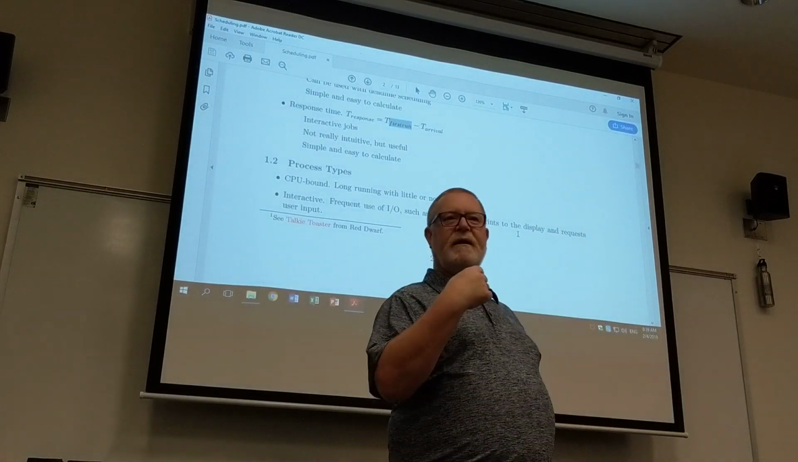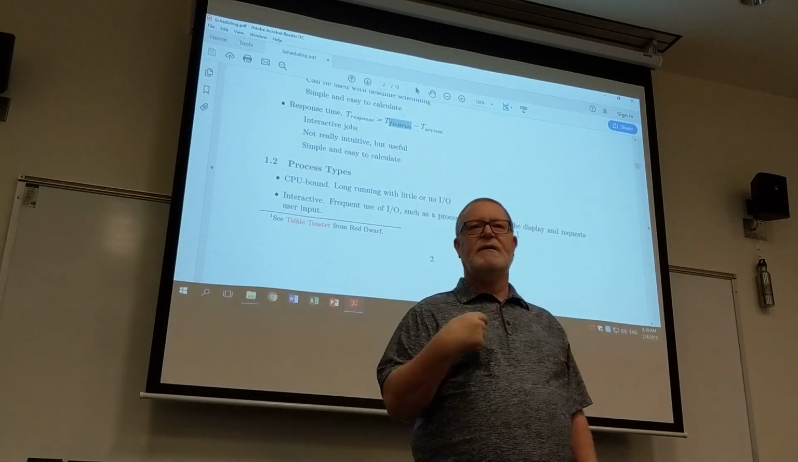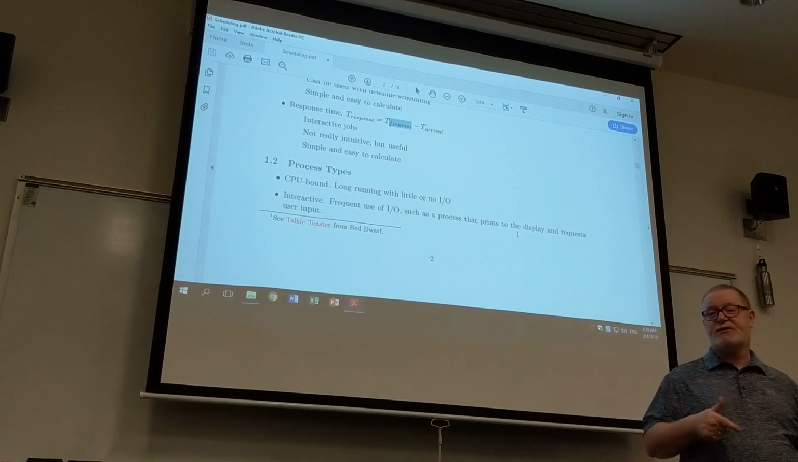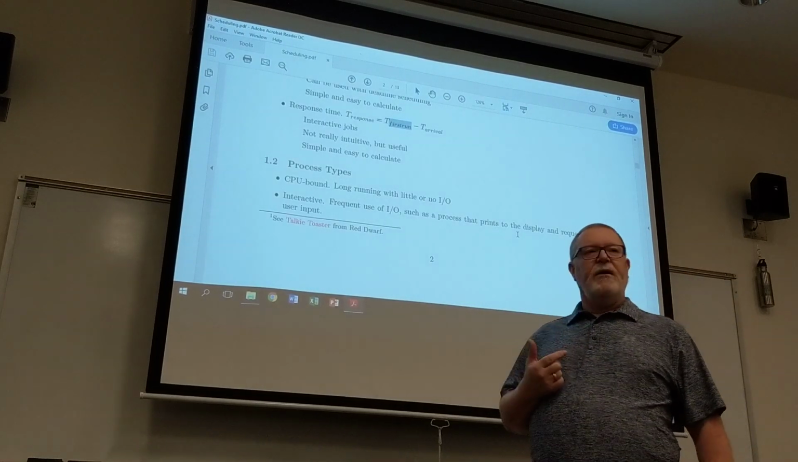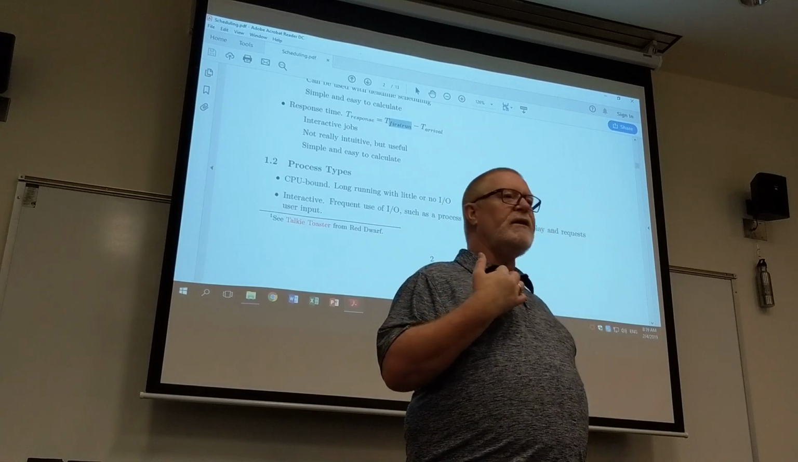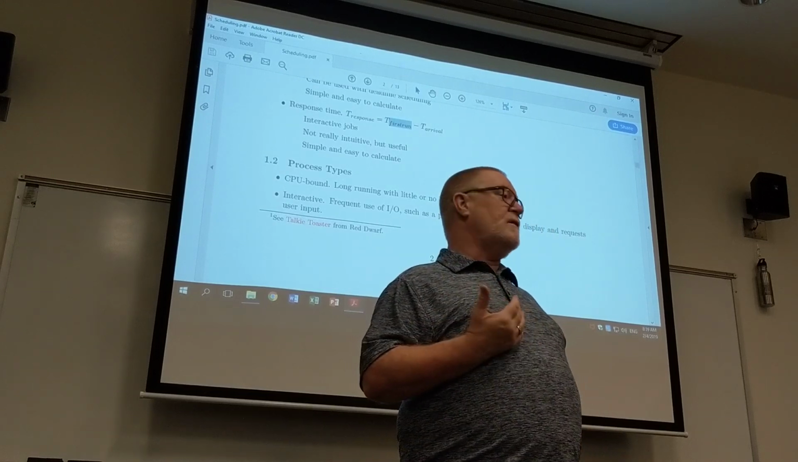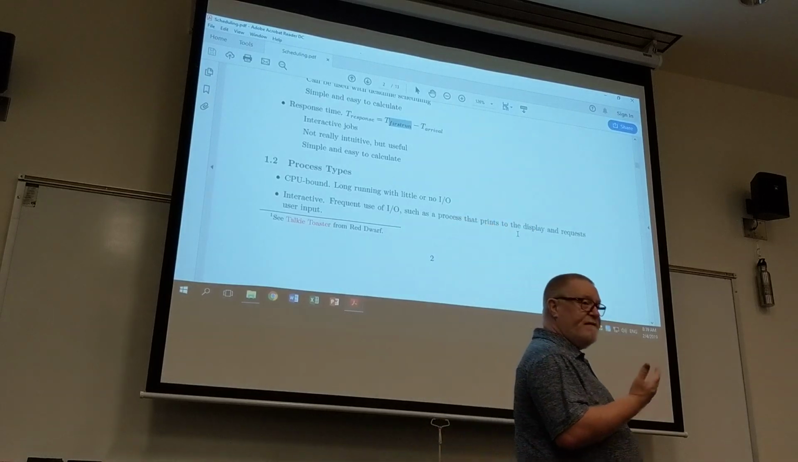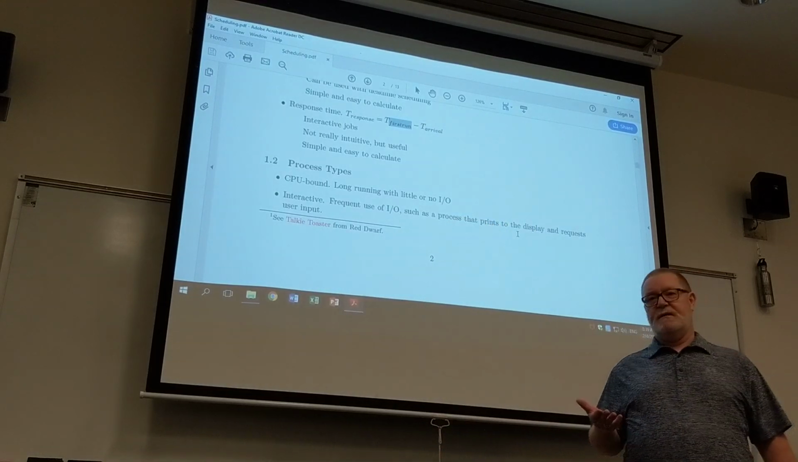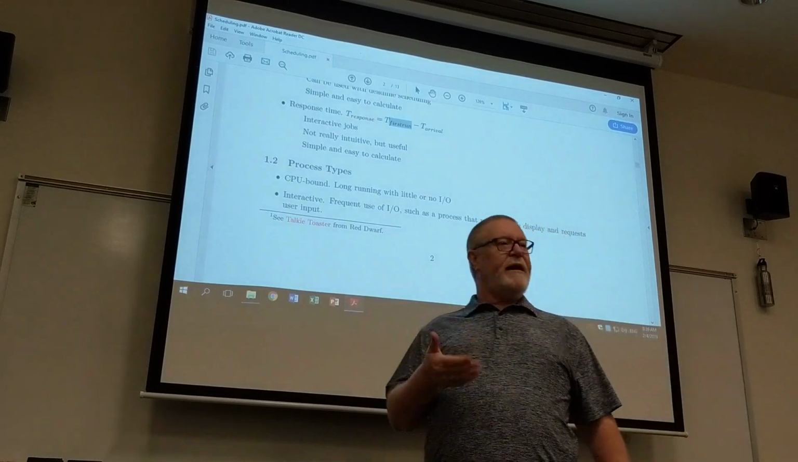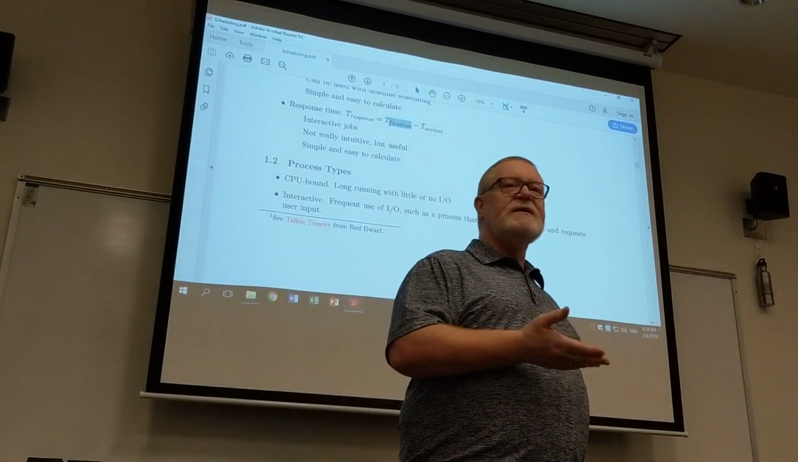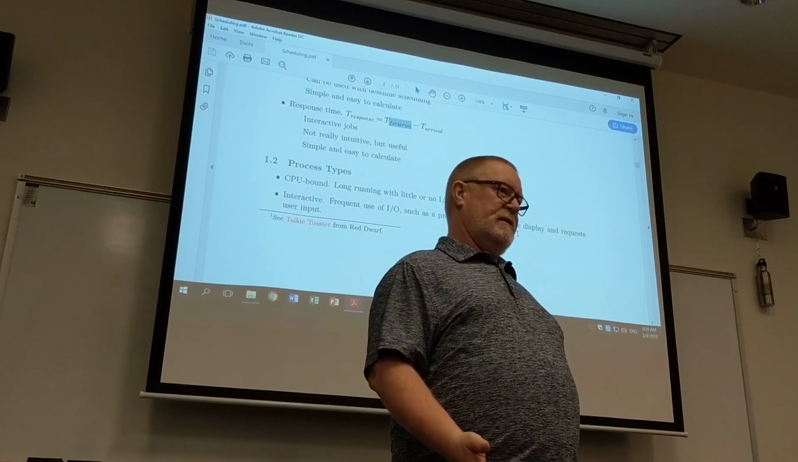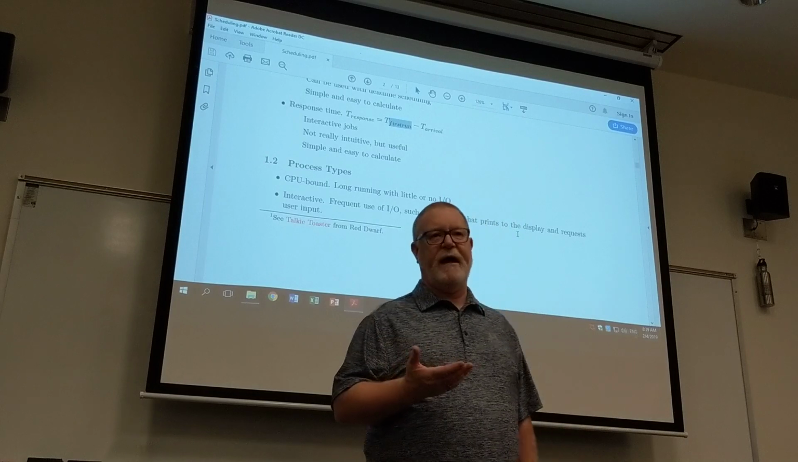Interactive jobs have this requirement for good response. Good response time to external events. And whenever we're dealing with an environment like that, processors spend a lot of their time waiting for those events to occur so that they can be efficient in responding to them. Thus, interactive jobs are characterized by only using a small fraction of the CPU time that they're given. And there's different things that we can do with that.